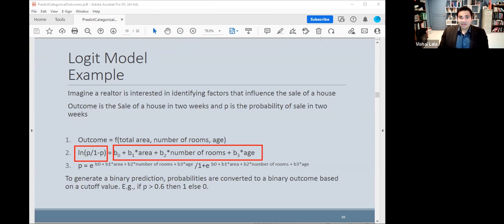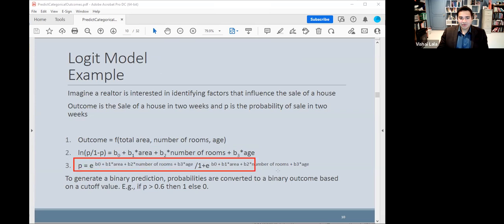Now, in practice, of course, we did this mathematical gymnastics of log of p divided by 1 minus p to get a nice range of minus infinite to plus infinite. But the ultimate goal of logistic regression is to figure out what the probability of the outcome variable is. To do this, one can rearrange the terms. When you rearrange these terms, you can derive from step 2, step 3. So what you have in step 3 is a very complex looking expression.